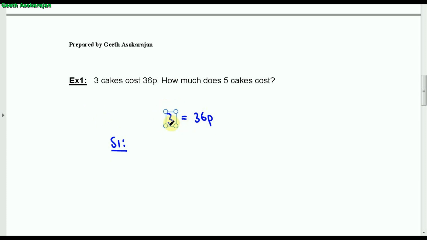To make this 3 a 1, we need to divide both sides by 3. So if I divide both sides by 3, 3 divided by 3 is 1, and 36 divided by 3, that being 12. So this means that one cake costs 12p.